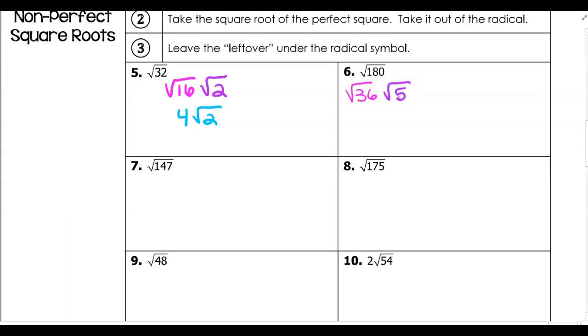So 36 is the largest perfect square factor of 180. And 36 then simplifies to, the square root of 36 is 6. You can write that as 6 radical 5.